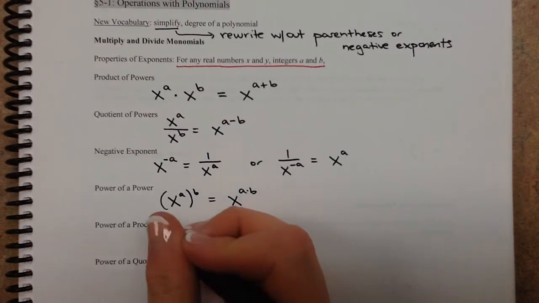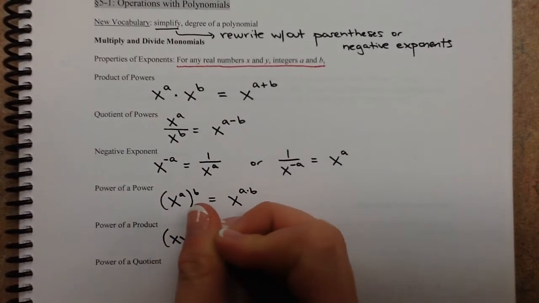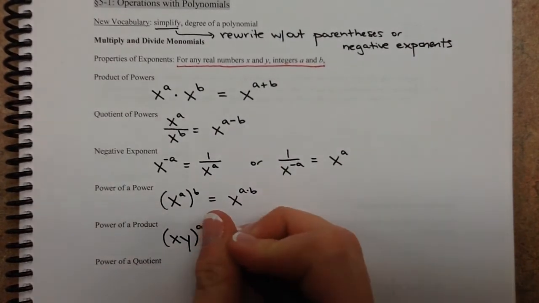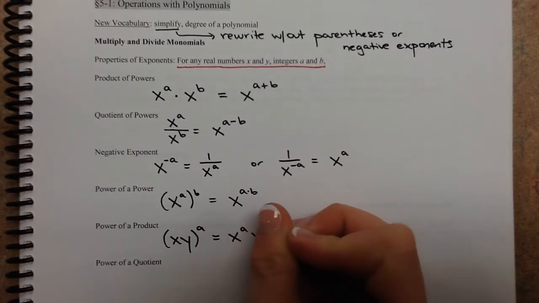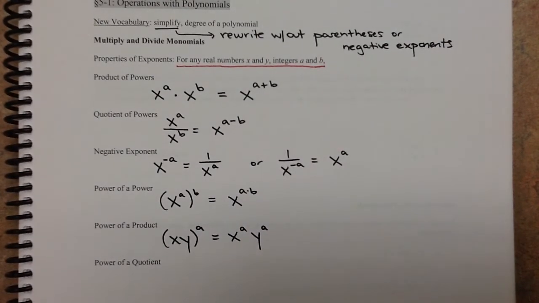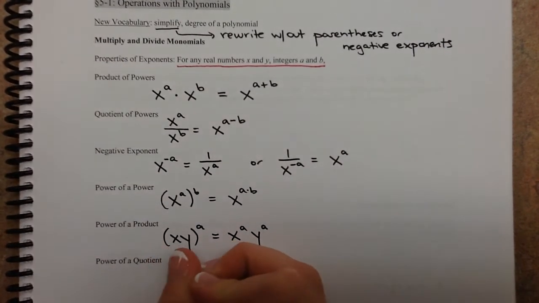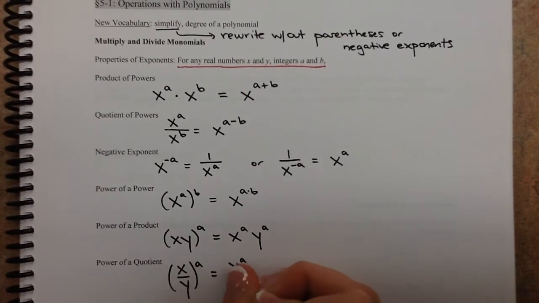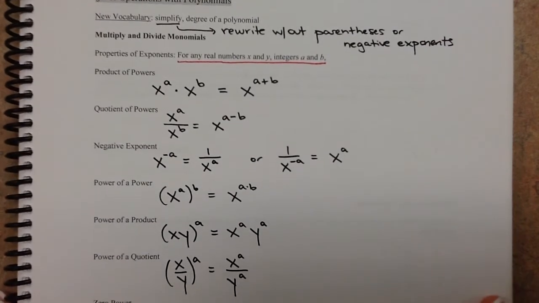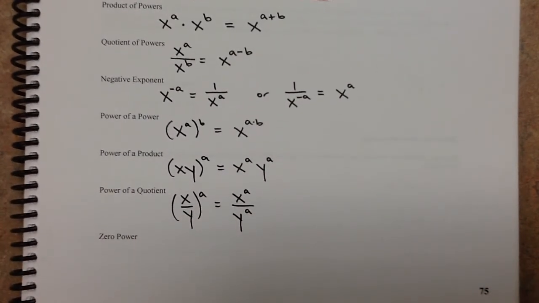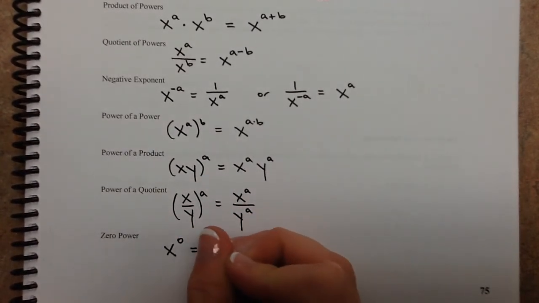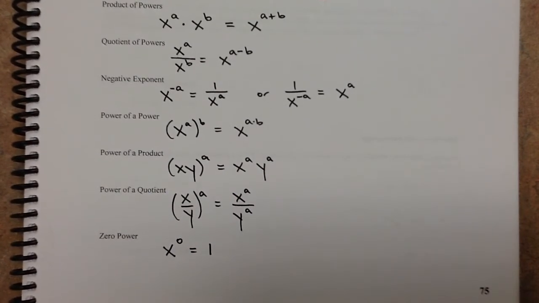Power of a product. Let's say you've got a product, xy, and then you're raising that whole product to a power. If you're multiplying on the inside here, you can distribute that power. You can't distribute a power over addition, but you can distribute a power over multiplication. And then this is super similar. If we've got a quotient raised to a power, you raise the numerator to the power and raise the denominator to a power. Our final property is the zero power. If you take anything at all and raise it to the zero power, you're going to get 1. Doesn't matter what it is that you're raising to the zero power.